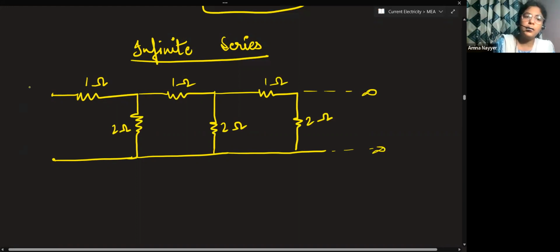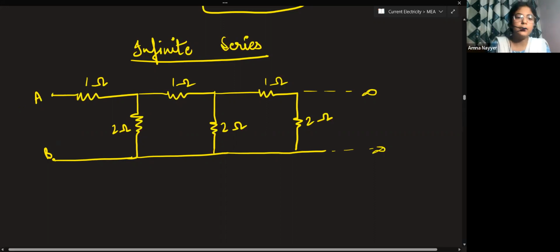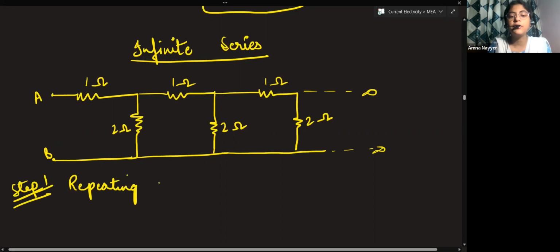So if you are asked to calculate the equivalent resistance between A and B, then the first step is to identify which series is getting repeated. The first step is to identify the repeating terms. Which terms are getting repeated? Repeating terms means which are the infinite terms.